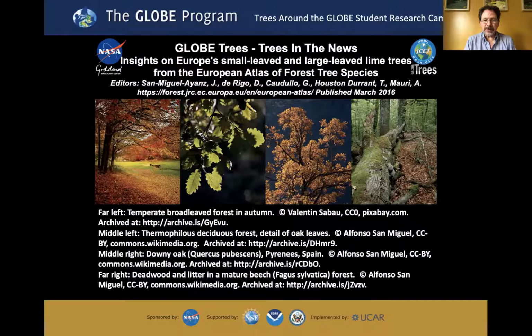So this is just a couple of examples of really beautiful photographs that they have on their cover, including a bit of the carbon cycle there at the right, where a trunk is decomposing and turning back into soil. So it just gives you an illustration of some aspects of trees and all their beauty. So next slide.